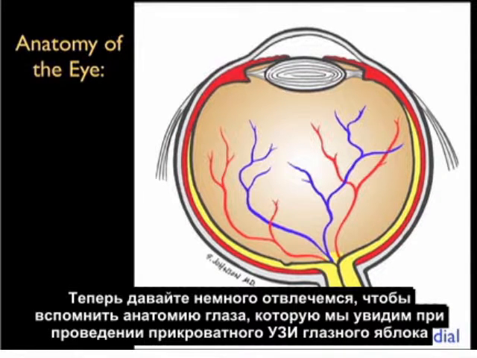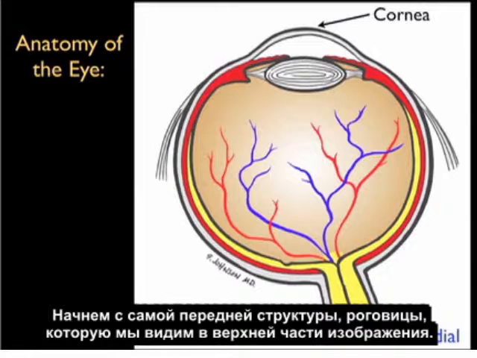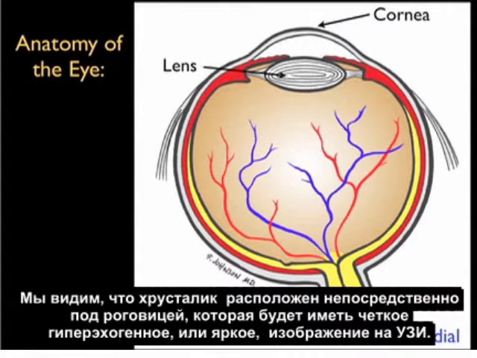Now let's take a moment to review the anatomy of the eye that we'll see using bedside ocular ultrasound. Here's a nice pictorial of the eyeball, lateral aspect of the eye to the left and medial aspect of the eye to the right. Let's start with the most anterior structure, the cornea, which we see towards the top part of the image. We can see the lens, which is located directly below the cornea, which will have a distinct hyperechoic or bright appearance on bedside ultrasound.